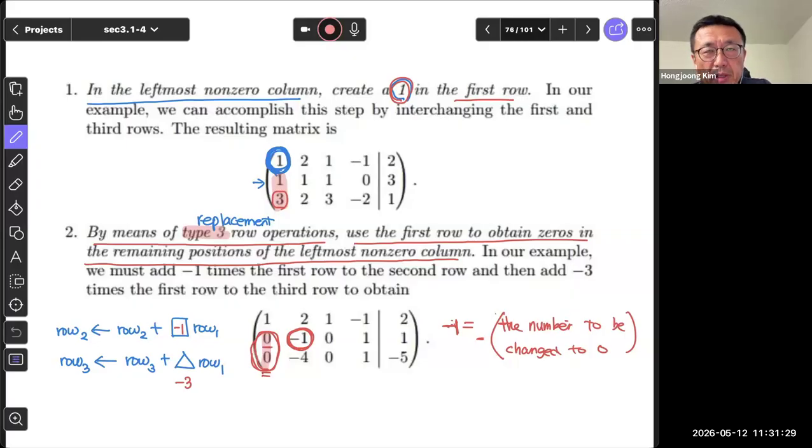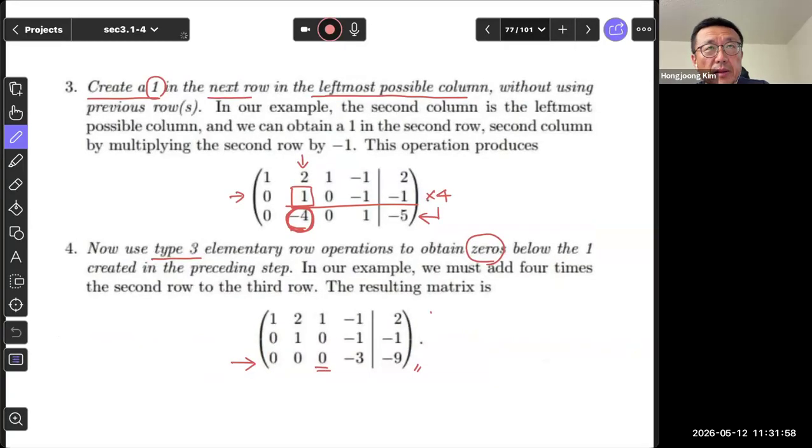when you perform the replacement operation, you must use the first row to obtain zeros in the remaining positions of the leftmost non-zero column, meaning the 1 and 3 below that 1 must be changed to zeros. Then you go to the next row.